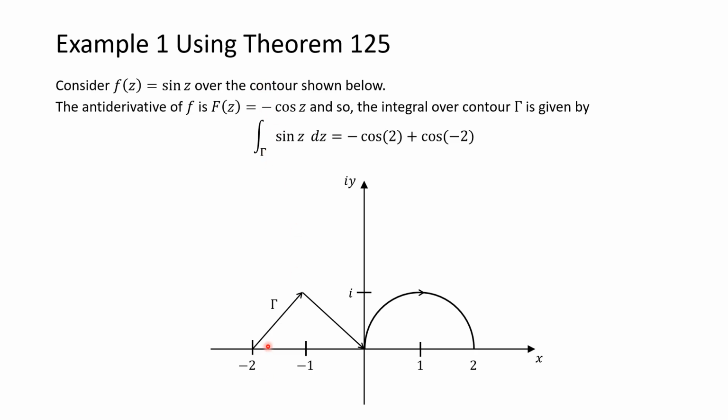The contour is what we've shown here, which is not so simple, but the evaluation is simple. So we have a sort of a straight line going from -2 to the point -1 plus i, then down to 0, and then a semicircle here. And all we need to know is the two endpoints in order to evaluate this. So we evaluate minus cosine z at this endpoint 2, and then we subtract, so minus and minus, cosine at -2, and we get our result.